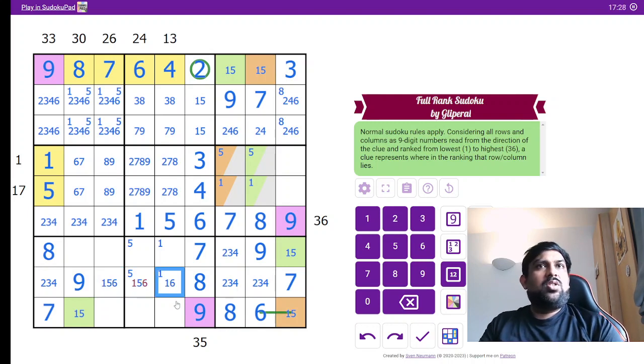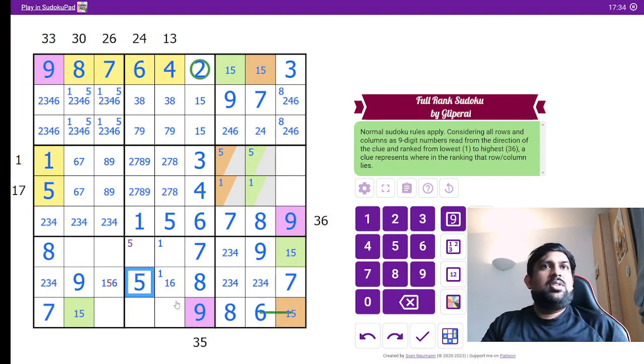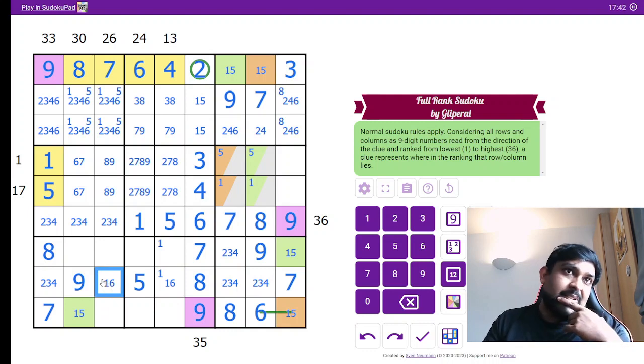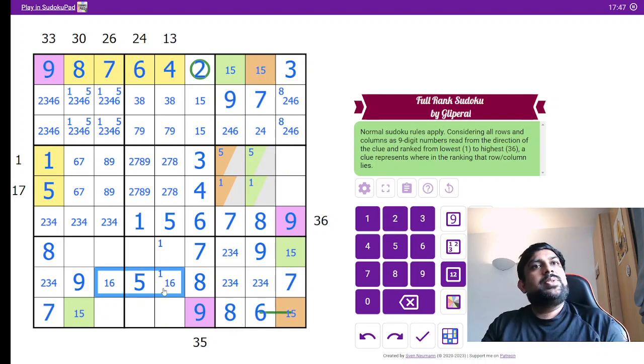This cannot be 5, this cannot be 1 or 6. 1 and 6 are top. This is for sure a 5. This is not a 5. And this is 1 6. Great. Now what's next? This row is done.